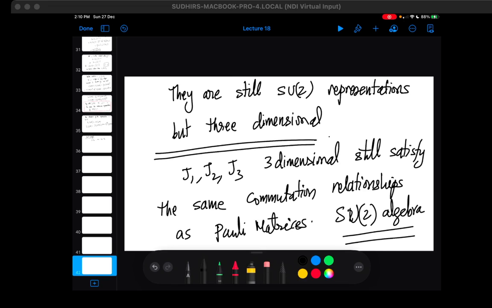So in the next lecture, we'll start looking at SU3, and we'll see the differences between SU2 and SU3.